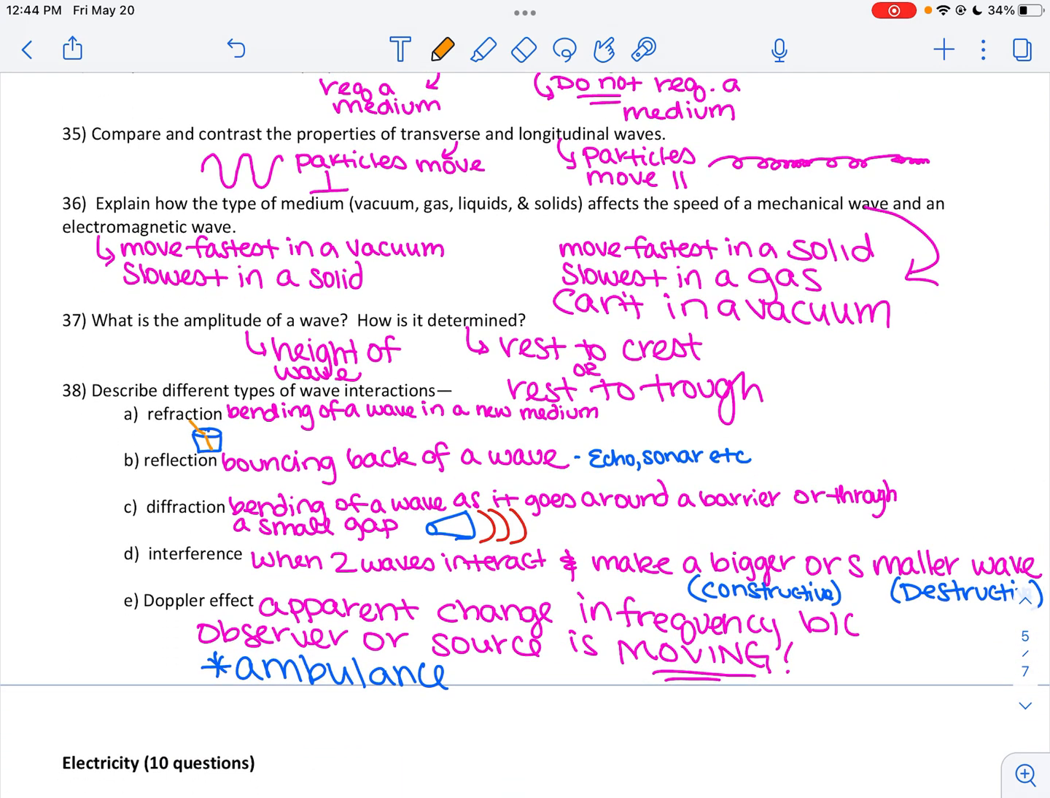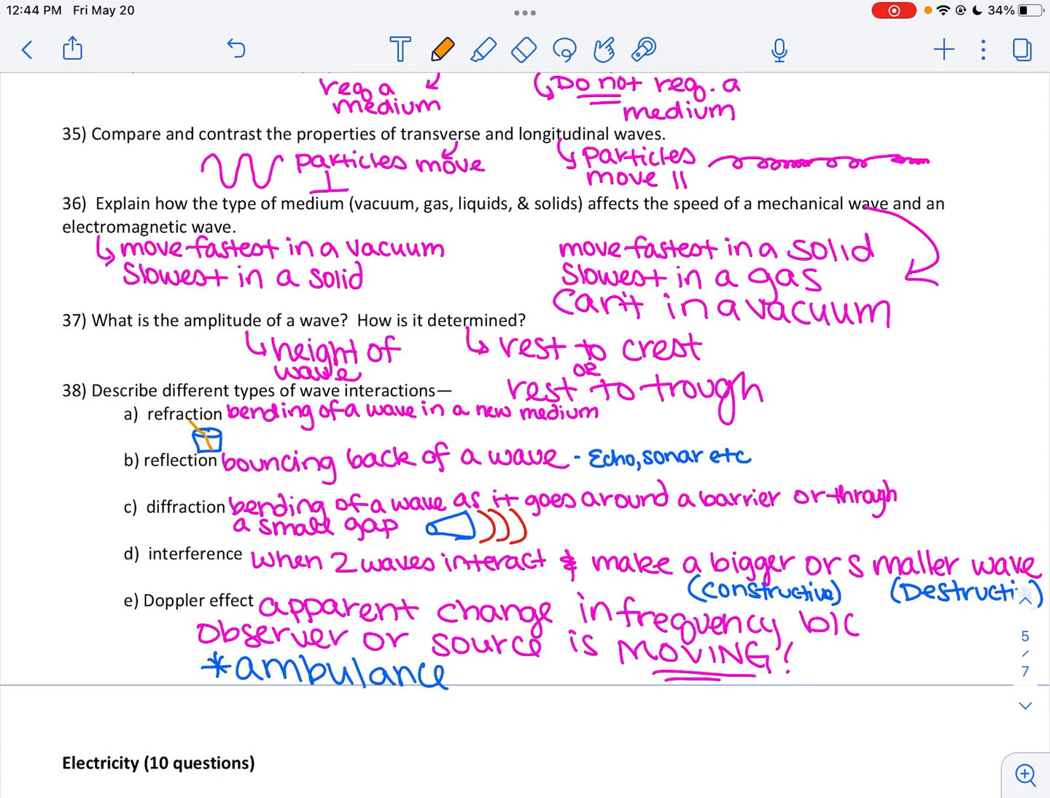Okay? Some of those definitions again: refraction, that's the broken straw or pencil in a cup of water. It's a bending of a wave because you're entering a new medium. Reflection is the bouncing back, so echoes, sonar, echolocation, things like that. Diffraction, that's the bending of a wave as it goes around a barrier or through a gap, so people can hear me in the hallway even though they can't see me.